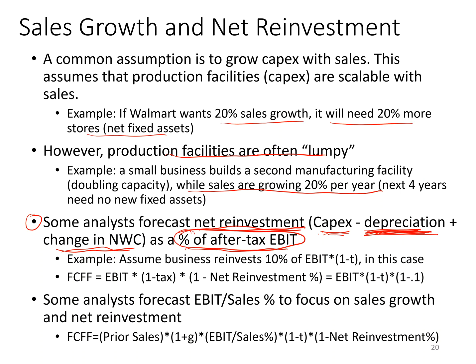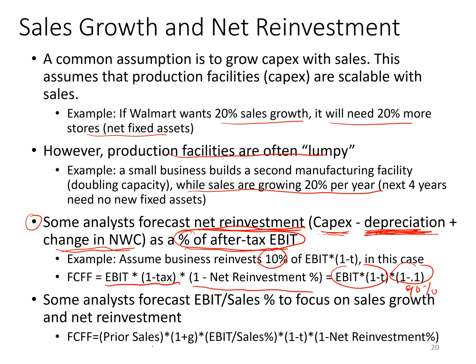So assume a firm needs to reinvest 10% of their EBIT to keep the growth going, keep the cash flows flowing. In this case, I can take my after-tax EBIT and get to keep 90% of it. So my free cash flows to the firm will be my after-tax EBIT times 1 minus my net reinvestment rate. So some analysts like to forecast using this way because it really makes you focus on growth rates of sales and how much I need to reinvest.